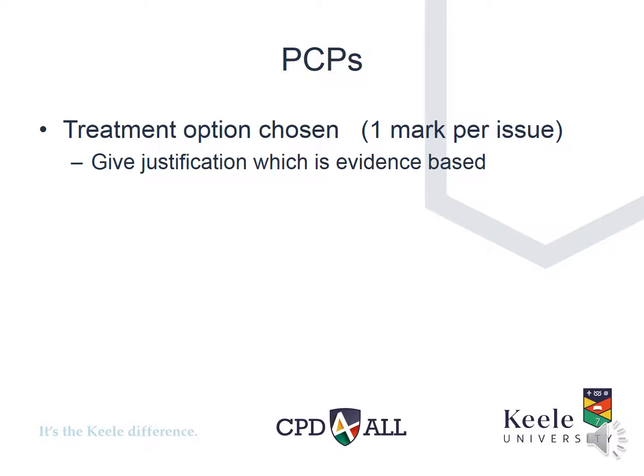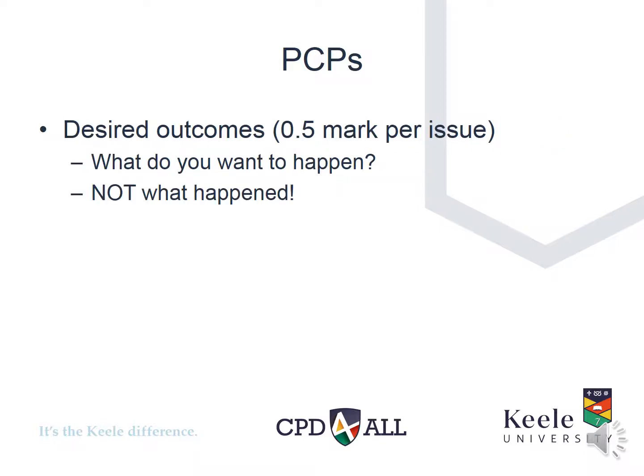The next section then is the treatment option that you're going to choose. It's 1 mark per issue. And here you pick from your options that you've given in the previous section and you say why the option chosen is the best option for your patient. You need to give justification of why this option is best for your patient, which is evidence-based. The desired outcome is what you want to happen, not necessarily what happened.